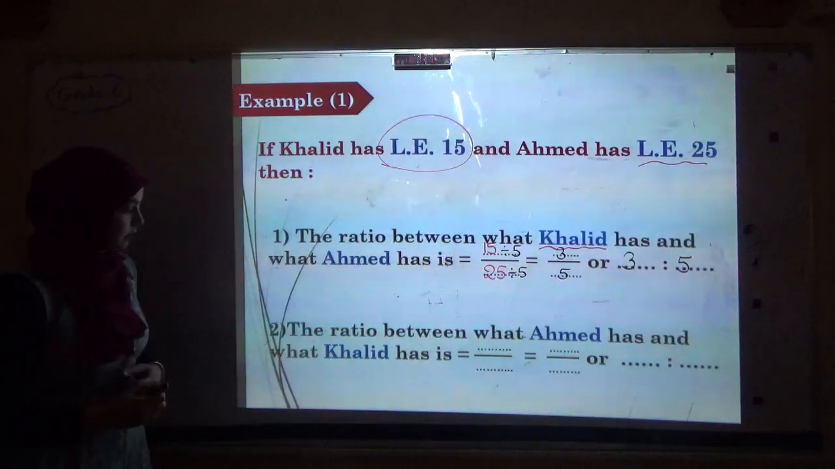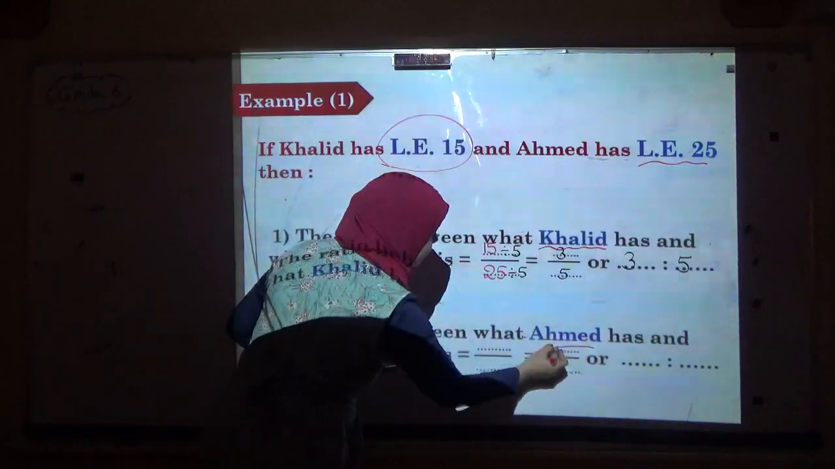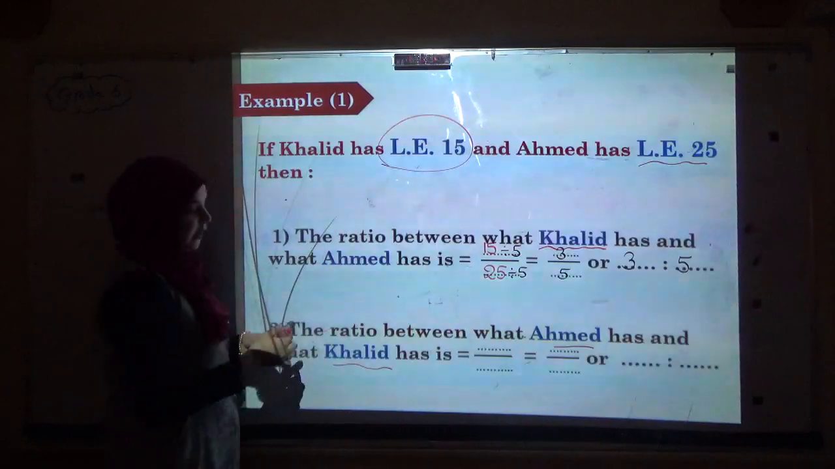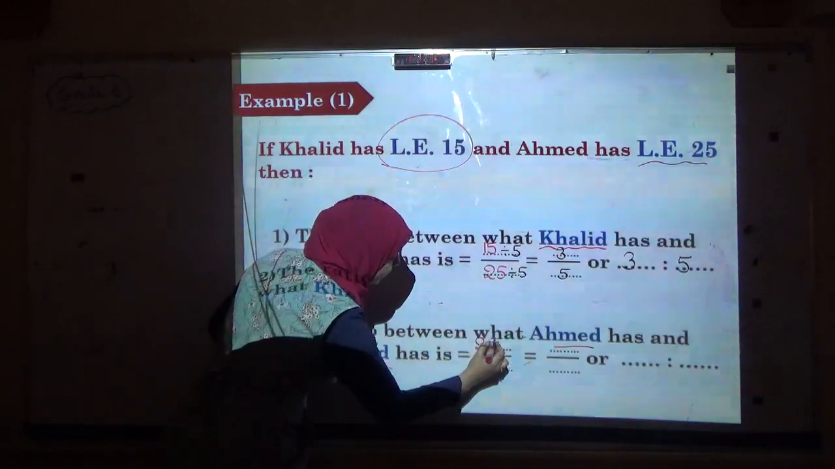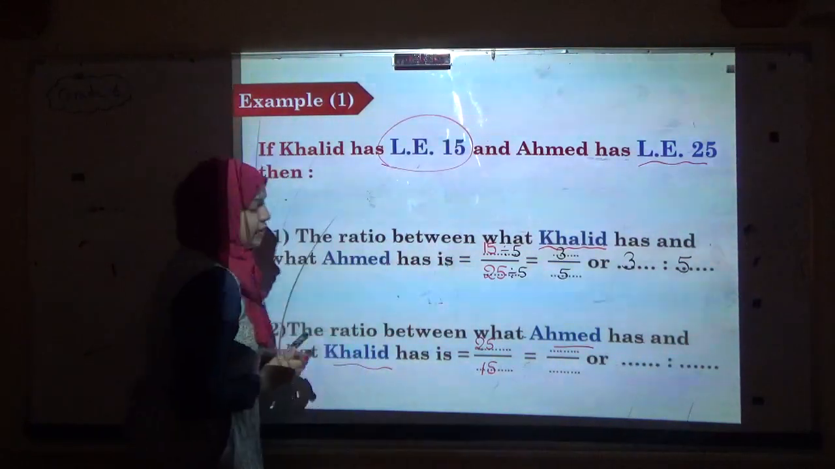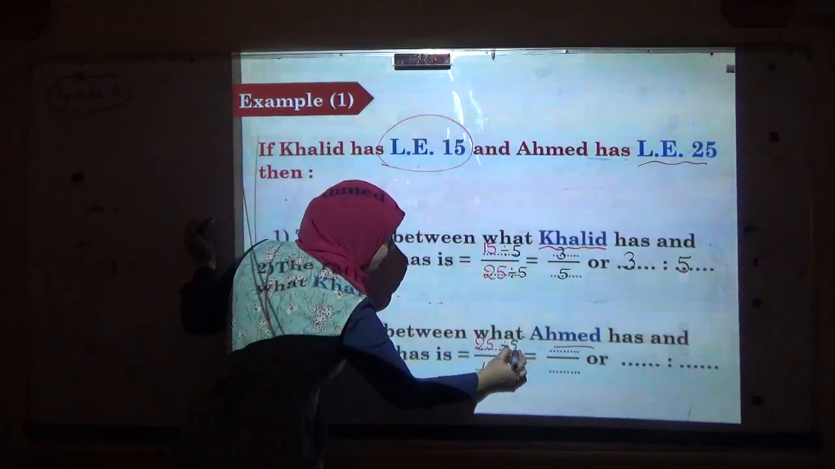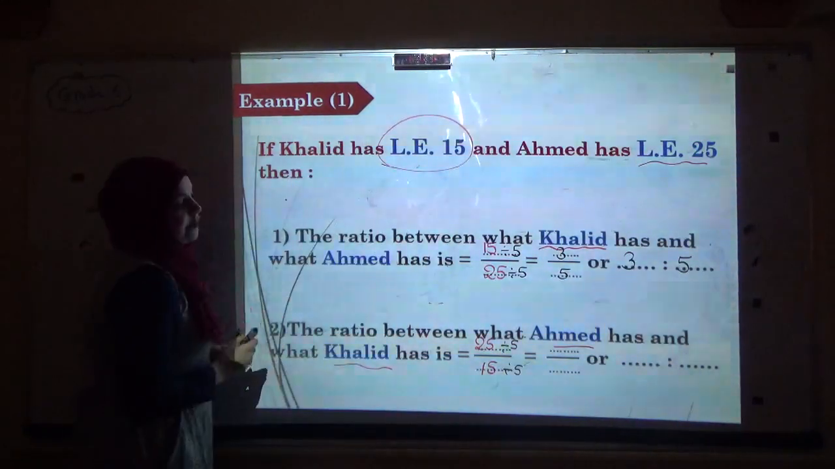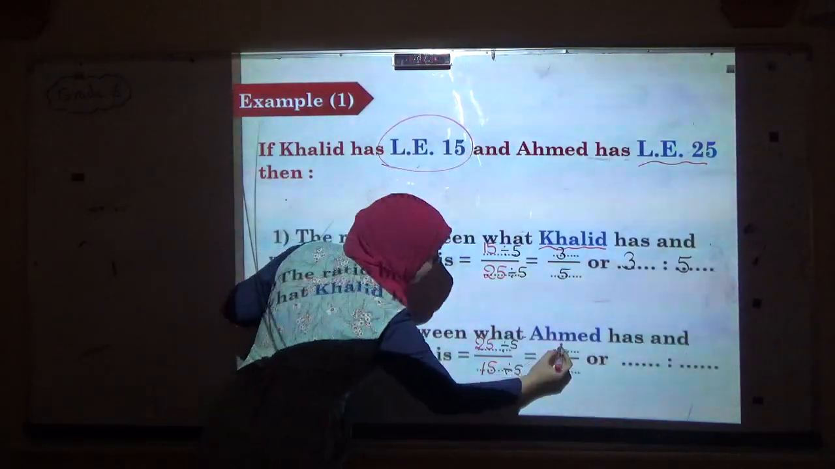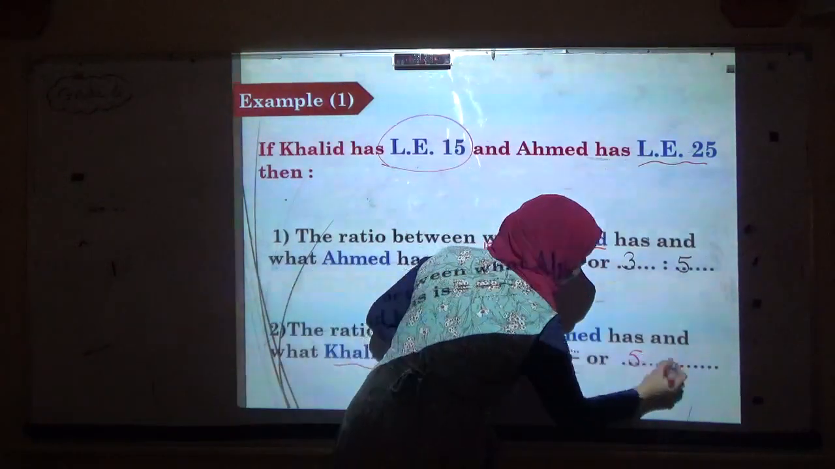Number 2, the ratio between what Ahmed has and what Khalid has. Ahmed has 25, so the ratio between them is 25, Ahmed, over what Khalid has, 15. And we should put this ratio in the simplest form by dividing up and down by 5. 25 divided by 5 equals 5. 15 divided by 5 equals 3. So the ratio is 5 over 3, or 5 to 3.